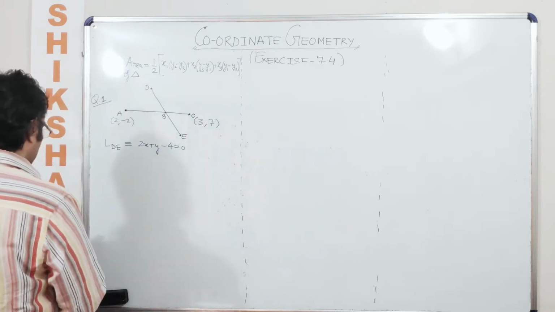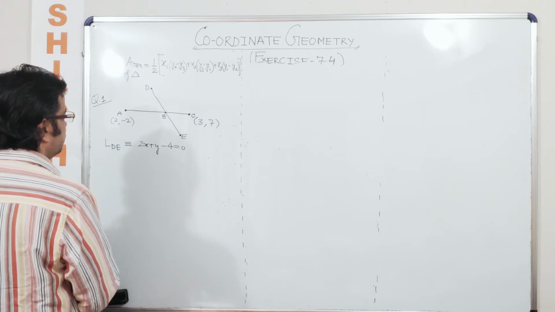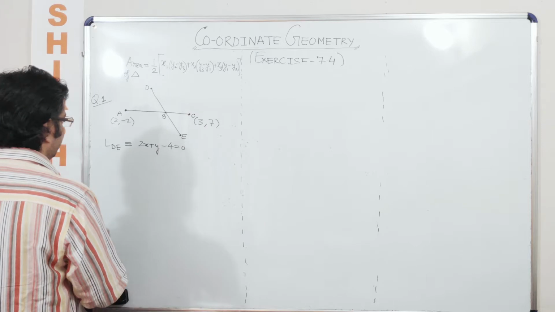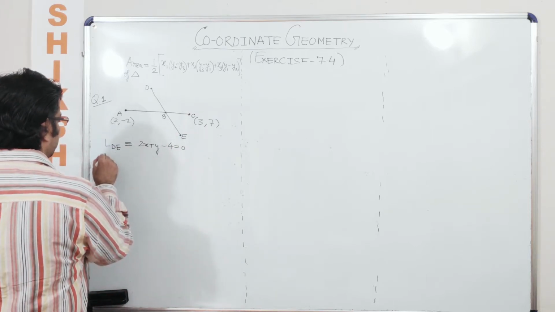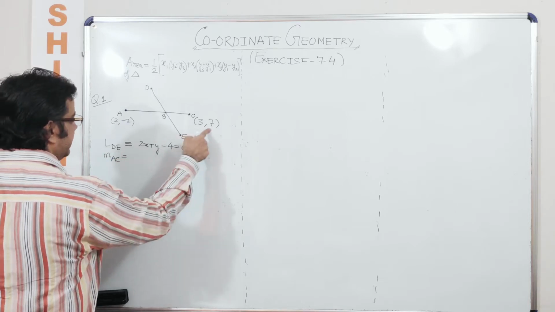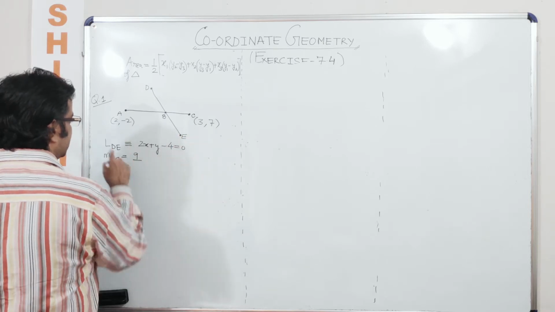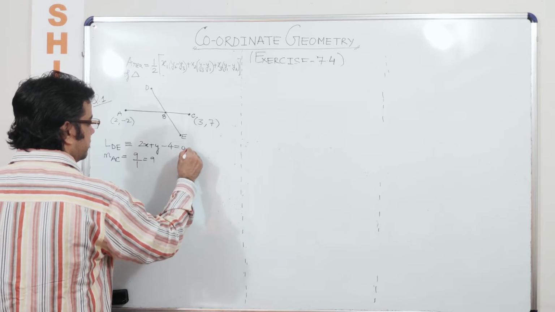Okay. Now if I have to write down the equation of a line which passes through 2 points, let's say A and C, first we need to find out the slope of line AC. So slope is nothing but y2 minus y1, which is 9, divided by x2 minus x1, which is 1, which is 9.